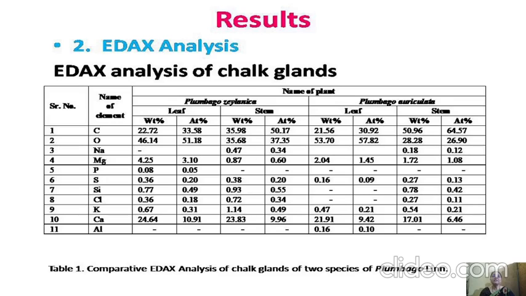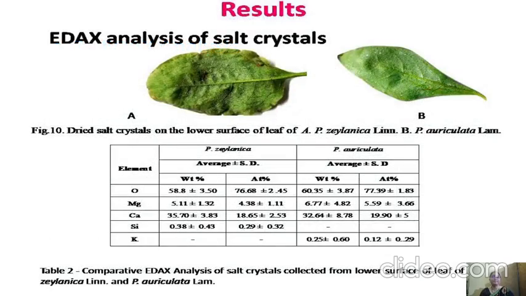EDX analysis of the chalk gland shows presence of carbon, oxygen, magnesium, sulfur, potassium and calcium. Silicon and chlorine are also found except in the leaf of Plumbago auriculata. Instead of that, it shows presence of aluminium. Sodium is recorded from the stem of both the plants and phosphorus is noticed in the leaf of Plumbago zeylanica.